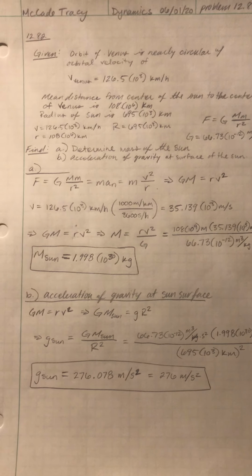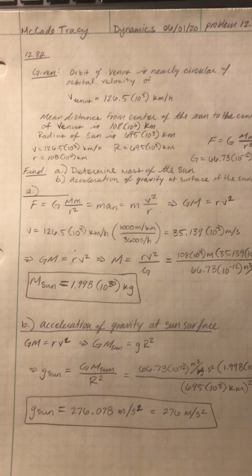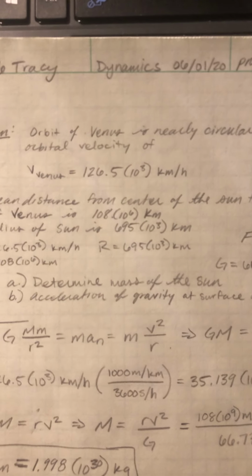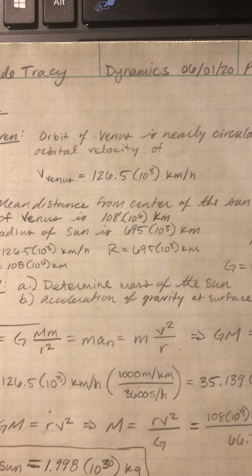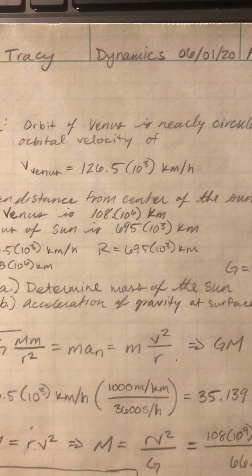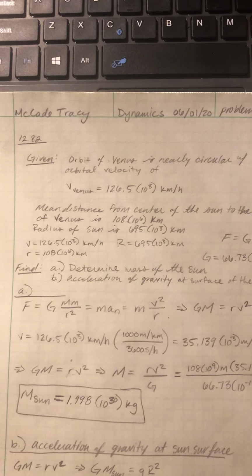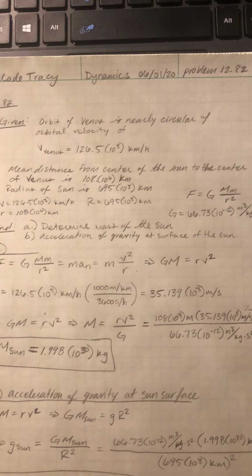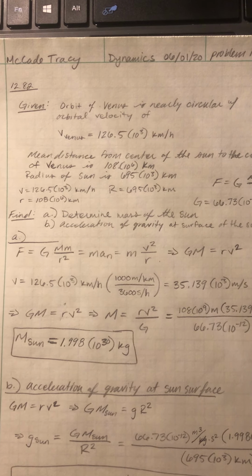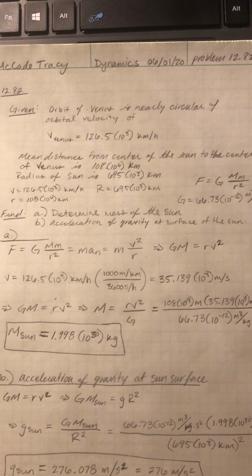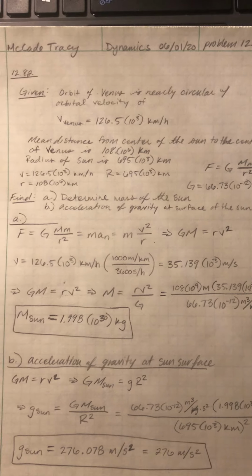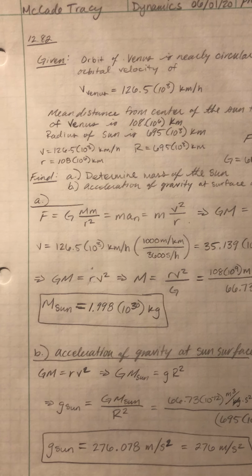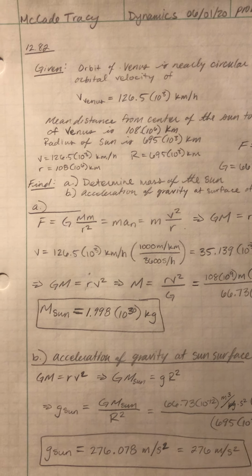In the next question, we are given the orbit of Venus is nearly circular with an orbital velocity of 126.5 times 10 to the third kilometers per hour. And we're given some radial distances, and we're asked to determine the mass of the sun and the acceleration of gravity at the surface of the sun. So using the equation that we know, force equals G times M over R squared.